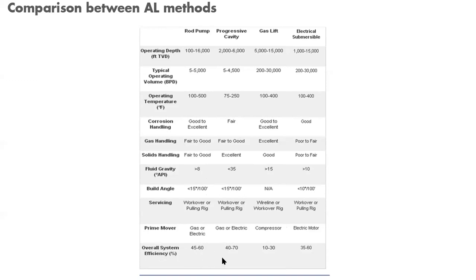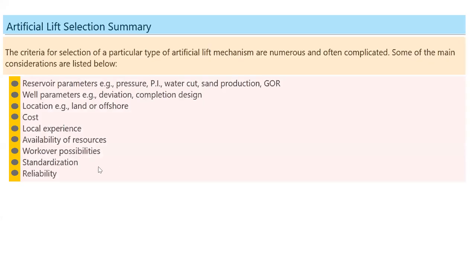For system efficiency, the best efficiency is for the progressive cavity pump, up to 70, and for both the electrical submersible pump and rod pump, up to 60. The lowest efficiency is in the gas lift, in addition to the jet pump, which is low efficiency as well. That's all from my side for this comparison.